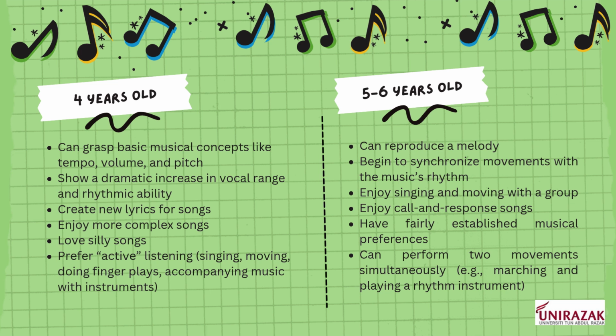Moving on to 5 to 6 years old. Because they have increased abilities in terms of language and cognition, they can reproduce their own melody. They can also begin to move according to the rhythm and music. Even children at this age can perform two actions at the same time. For example, they can march while playing an instrument, or they can sing while they dance.